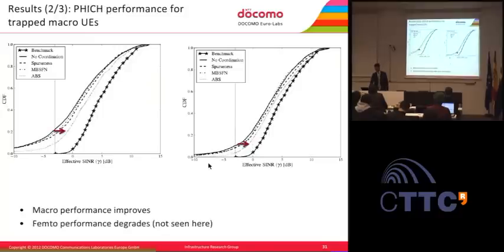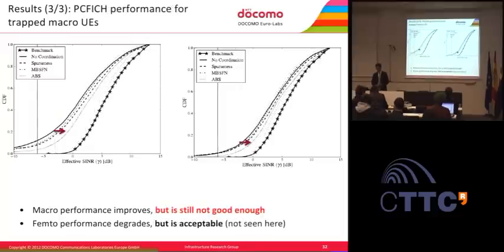Okay, so the story is quite different for the PHICH, and that's because the location of the PHICH is different than that of the PDCCH. Here we see that we have an improvement over the no coordination case, but the performance is still not very good. The same holds true when we have power control. And moving on, for the PCFICH, again we see a very similar story, and that's because the PHICH and the PCFICH are located very similarly in the time frequency domains. So the macro performance improves, as we can see. The curves move to the right, but it's not good enough. It's not acceptable. So we have to do something about that.